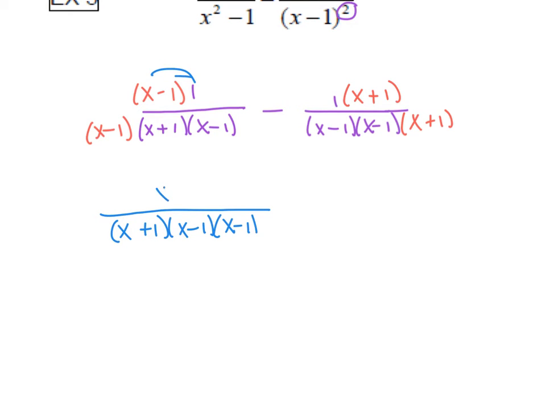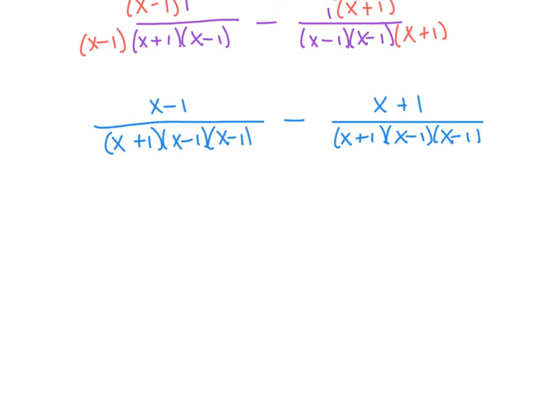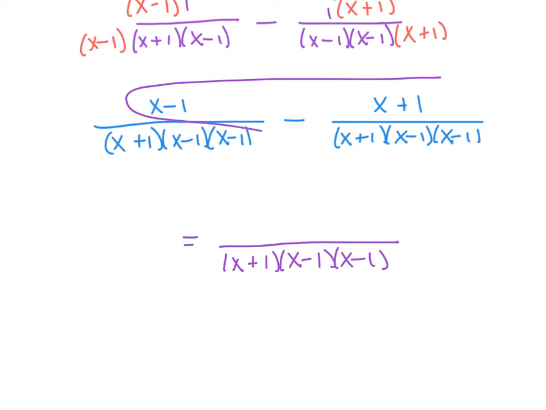We just have 1 times x minus 1, which is x minus 1, minus, now this one, we got that same denominator, x plus 1, x minus 1, and another x minus 1, and then just 1 times x plus 1, which is x plus 1. Alright, so we have the same denominator. So when we do the subtraction, I know that our denominator is going to be x plus 1, x minus 1, x minus 1. And our numerator is going to be all of this right here.